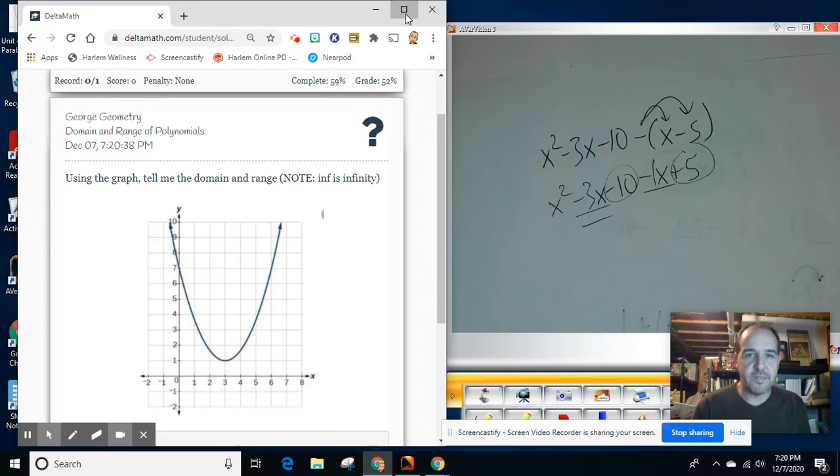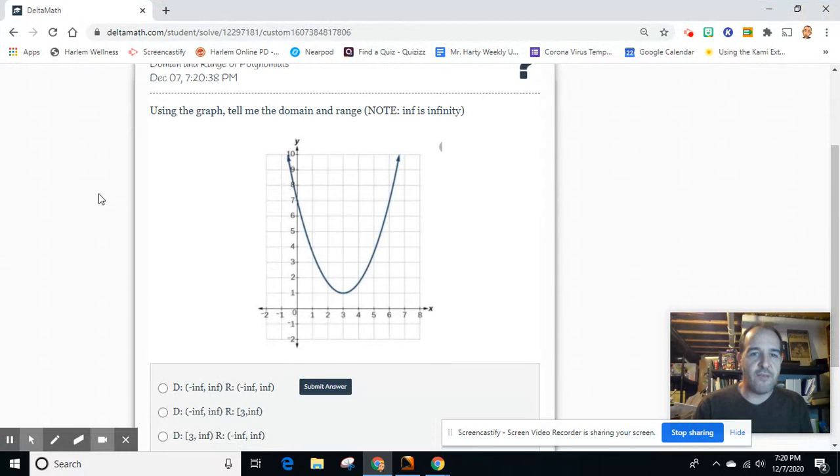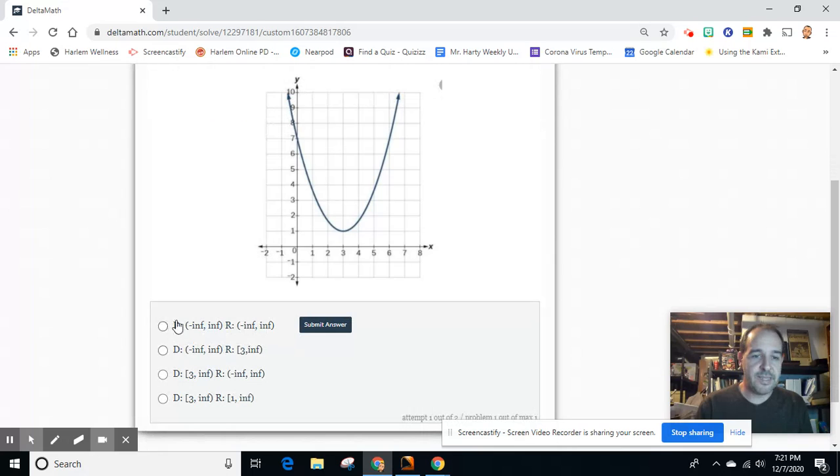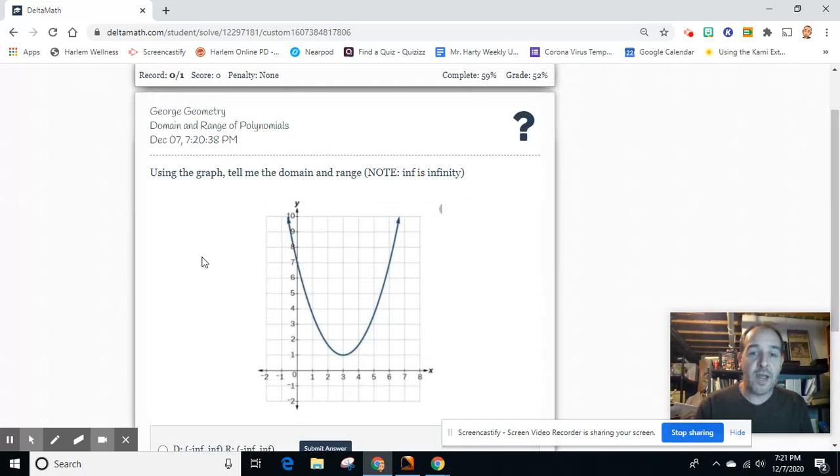All right, using the graph. All right, let's make this big for a minute. Using the graph, tell me the domain and range. Note, INF is infinity, okay? Domain and range. Domain. X values from left to right. Let me just tell you something. When we're dealing with polynomials and we're dealing with domain, it's infinite, period. Forever to the left, forever to the right. So that gets it down to one of these two answers, because these are the only ones that are negative infinity to infinity. So last two.